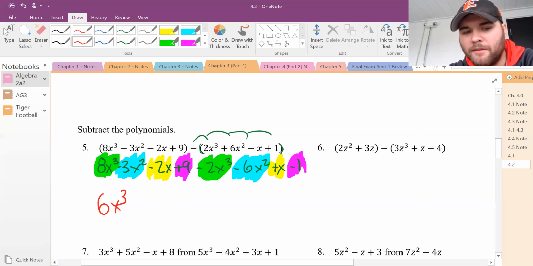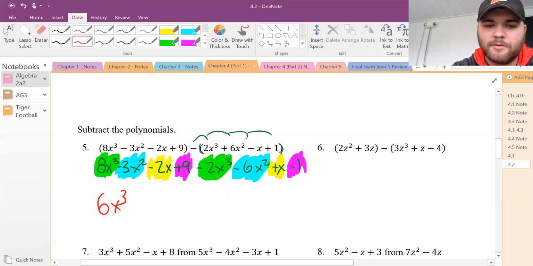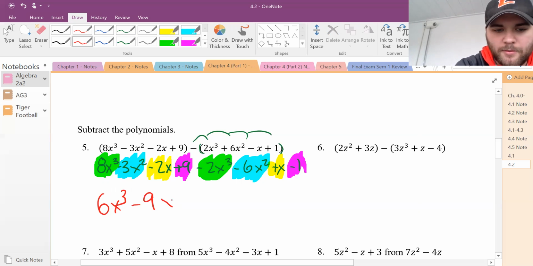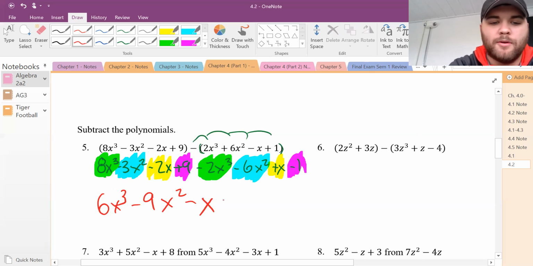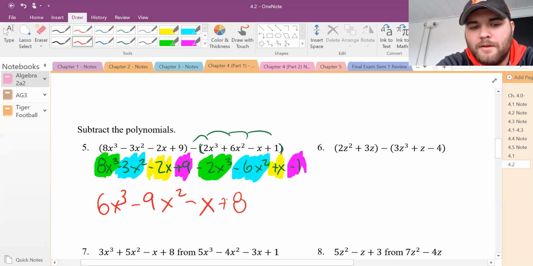Okay, negative 3x squared minus 6x squared is going to give us what? Minus 9x squared. Okay, we have negative 2x plus x is going to give me negative x, just a single negative x. So we have 9 minus 1. Come on now. Child's play. Okay. All right, we're done.